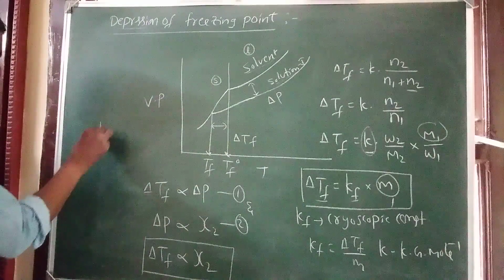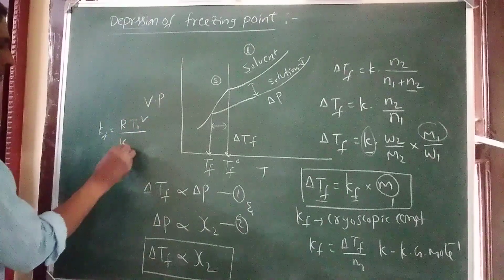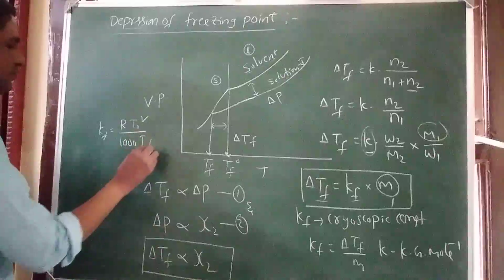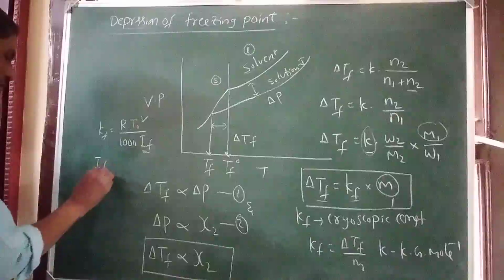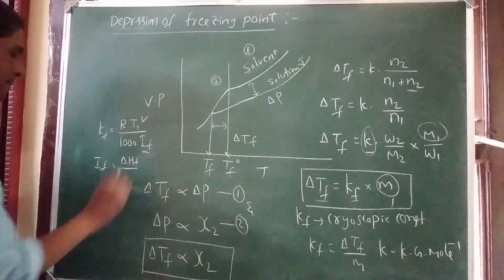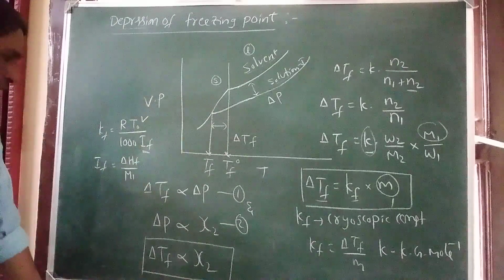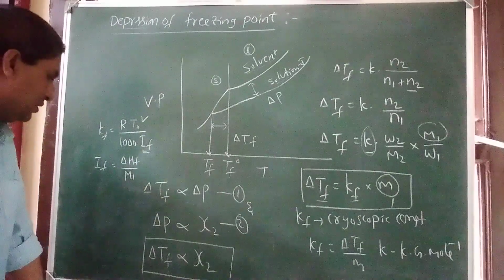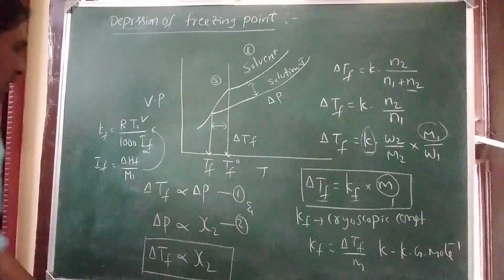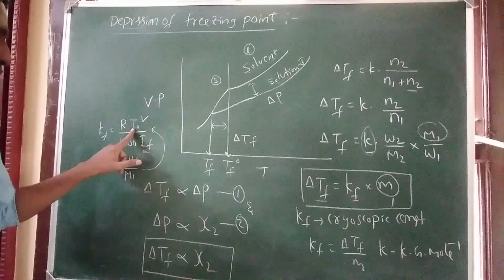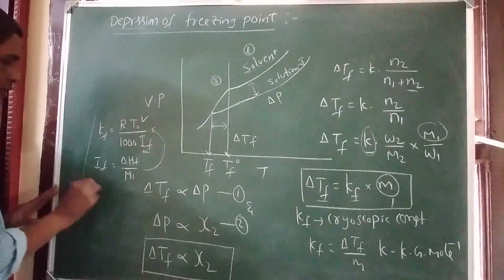We can write some more relations. Kf equals R T naught square by 1000 into lf. Here lf is the latent heat of fusion of 1 gram of solvent. lf equals delta Hf by M1. Here delta Hf is the latent heat of fusion of 1 mole of solvent. It can be substituted in this one, and we get another relation. Here R is the gas constant and T naught is the freezing point of the solvent. Okay, these are the relations for the cryoscopic constant Kf.